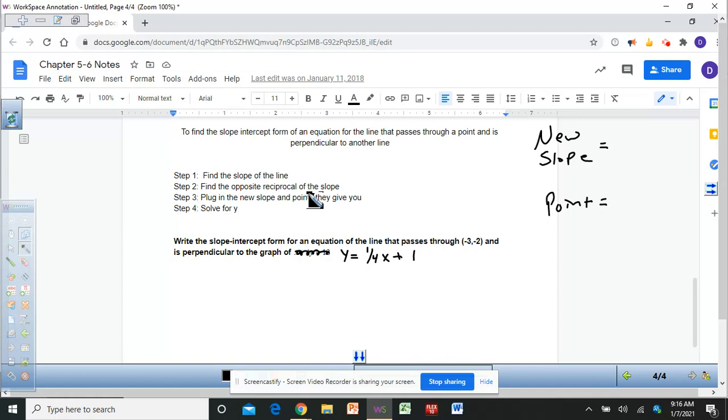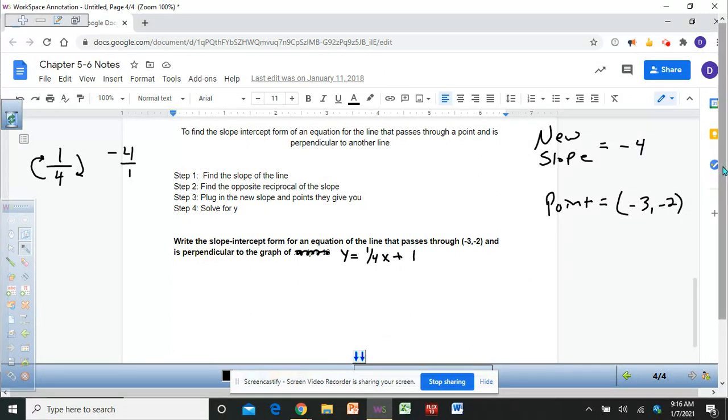So when I say they're negative reciprocals, what you're going to do is take your old slope. So they're telling me my slope used to be 1/4. You're going to flip it, okay? So now it becomes 4 over 1. And then you're going to change the sign. So it was positive, now it's negative. So my new slope is -4. My point is -3, -2.